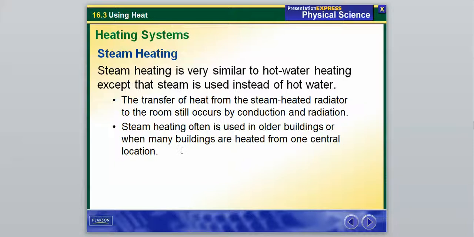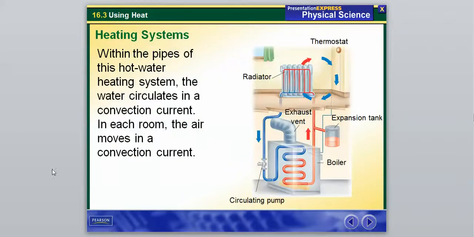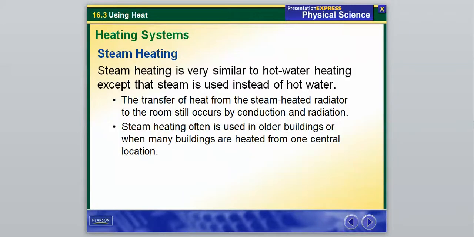So now we have what's called the steam heating system. Steam heating is very similar to hot water heating, except that steam is used instead of hot water. In a steam heating system, we could just change this red and blue and call it steam, and it basically works the exact same way. The transfer of heat from the steam heated radiator to the room still occurs by conduction and radiation. Again, it's the exact same process.